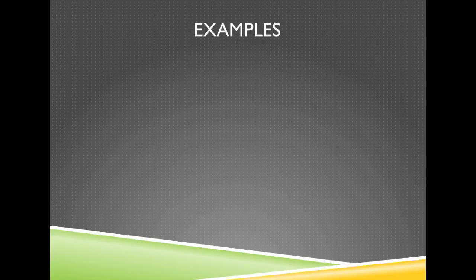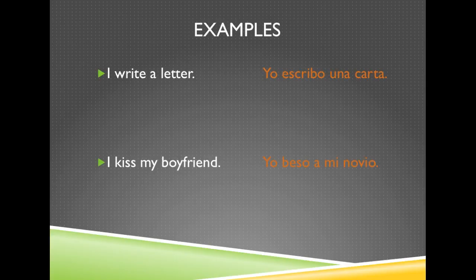Let's look at a couple of examples. We're going to use those same examples that we just used on the other slide. So we have I write a letter, yo escribo una carta, and I kiss my boyfriend, yo beso a mi novio. In the first sentence, I write a letter, we can take out the phrase a letter and substitute it with it. I write it. We can also change my boyfriend in the second example to him. I kiss him. The Spanish will work kind of similar.